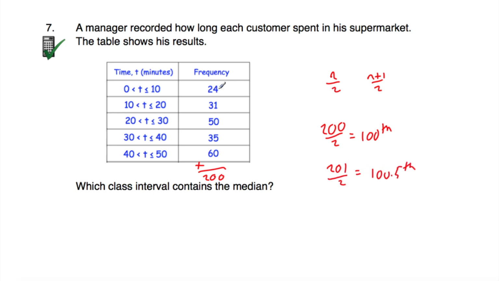So is the 100th person or the 100.5th person in here? No. Are they in here? Well, 24 plus number 31 is equal to 55. No. And then number 50 would be 105. So yes, the 100th or the 100.5 value would both be in this category here. So the class interval that contains the median is this one: the time spent in the supermarket is bigger than 20 minutes, but less than or equal to 30 minutes. So that's the class interval that contains the median.